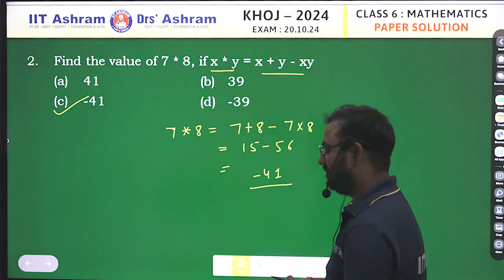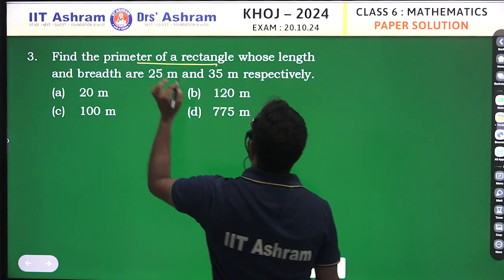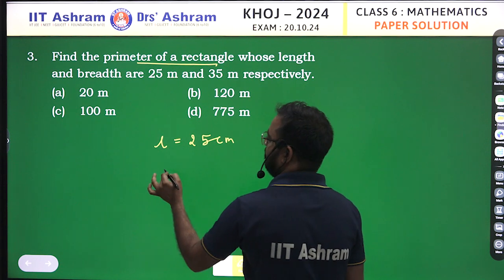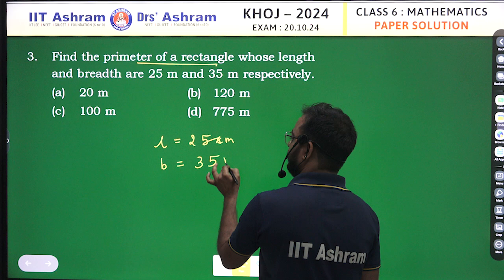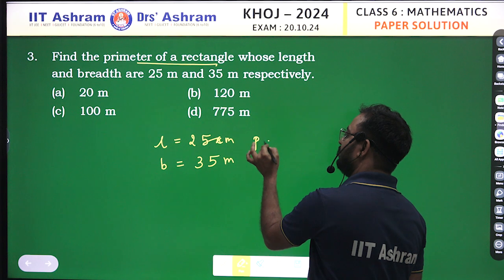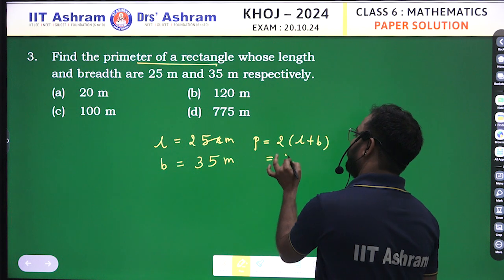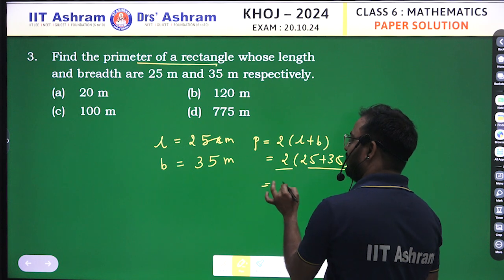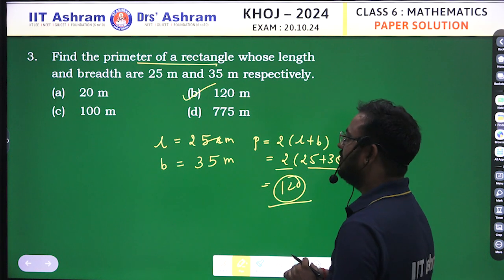Next question number third, find the perimeter of a rectangle whose length is equal to 25 meter and breadth is equal to 35 meter. So perimeter is equal to 2 multiplied by L plus B. So 2 multiplied by 25 plus 35. This becomes 60 multiplied by 2. So answer is 120. So option number B is the right answer, 120 meter.